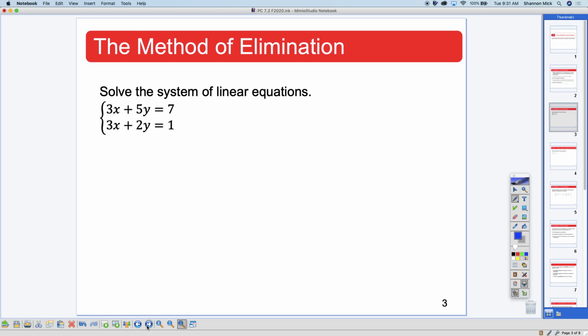Got it? Okay, your phone needs to be put away. That's why phones on Monday are going to be mine, because you guys cannot leave them alone.